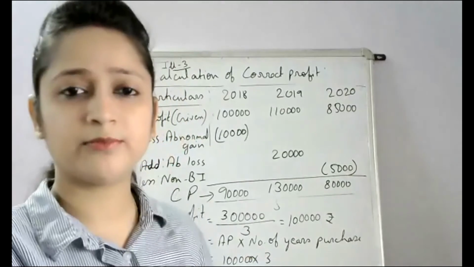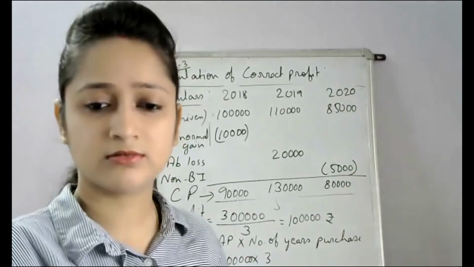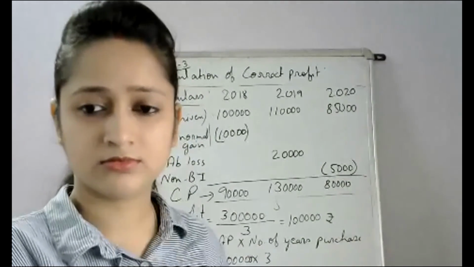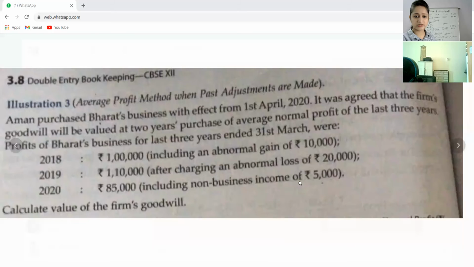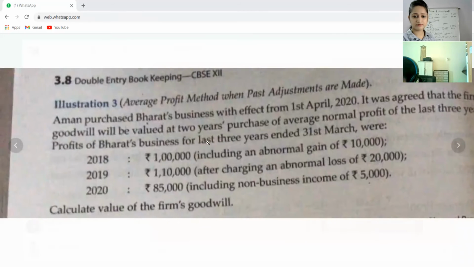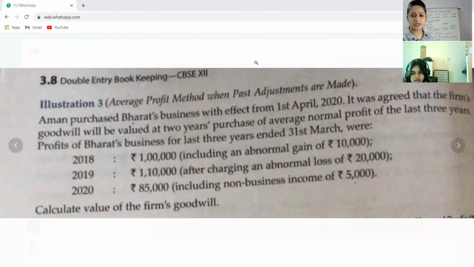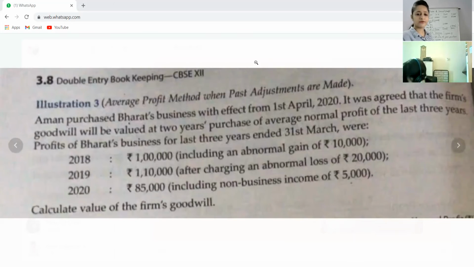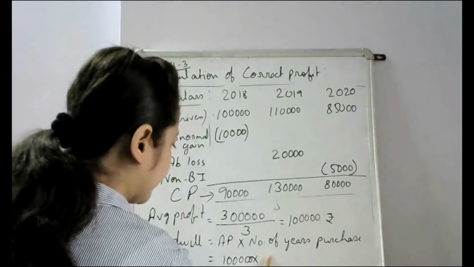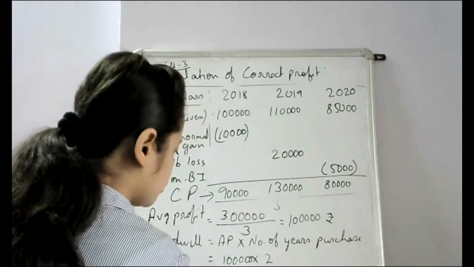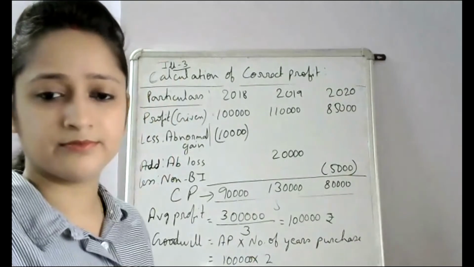Now, what is the number of years purchase? 2 years purchase? Correct. So we will multiply 1 lakh into 2. That is 2 lakh rupees.